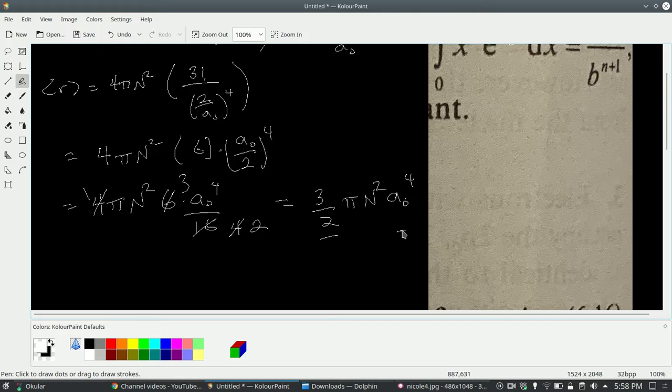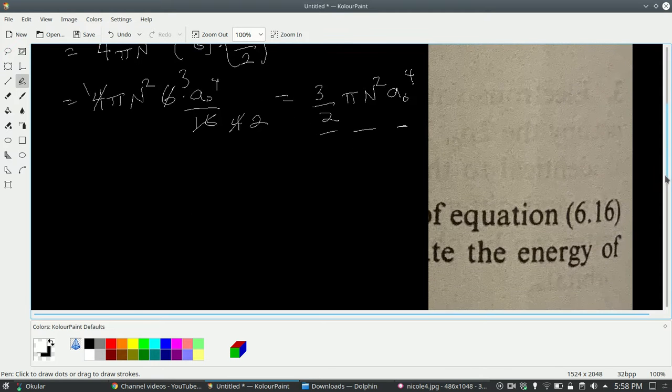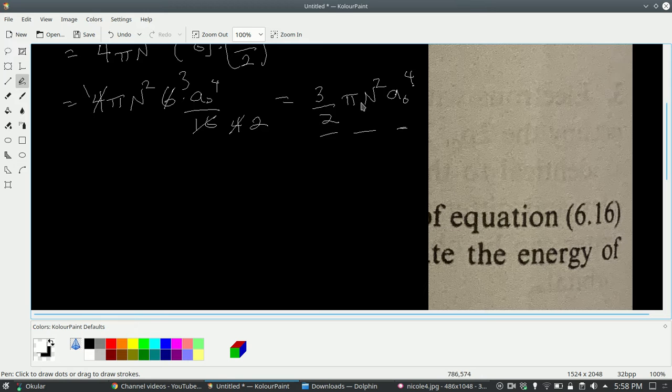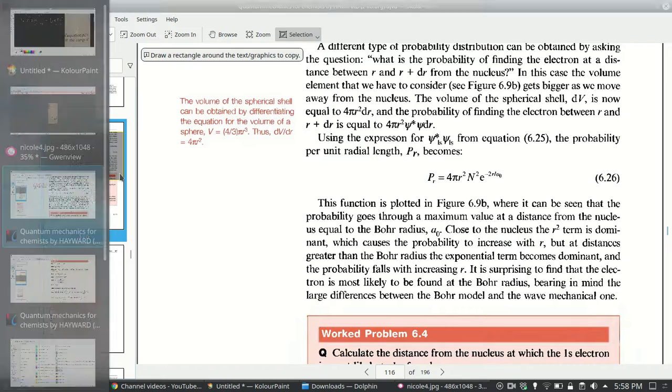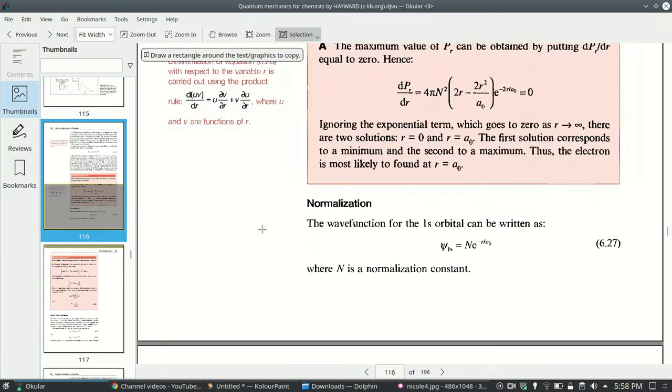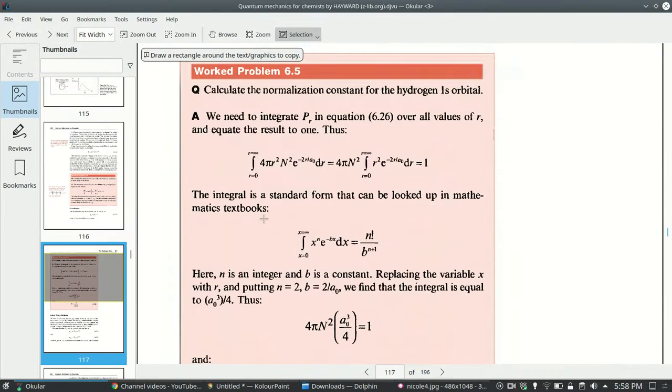Now, I wanted 2 of these, but not 4 of those. And I didn't want this at all. So what do I do now? Well, what is this n, the normalization factor? You can calculate the normalization factor yourself by doing what they did right here in worked problem 6.5. To find the normalization constant, you use equation 626 over all values of r, and equate the result to 1. That's how you find normalization factors, normalization constants.